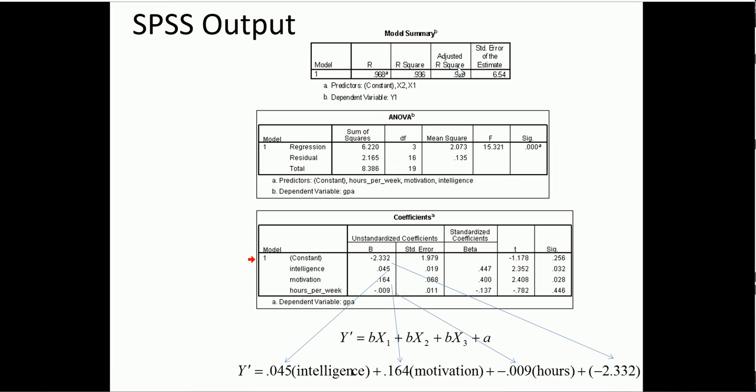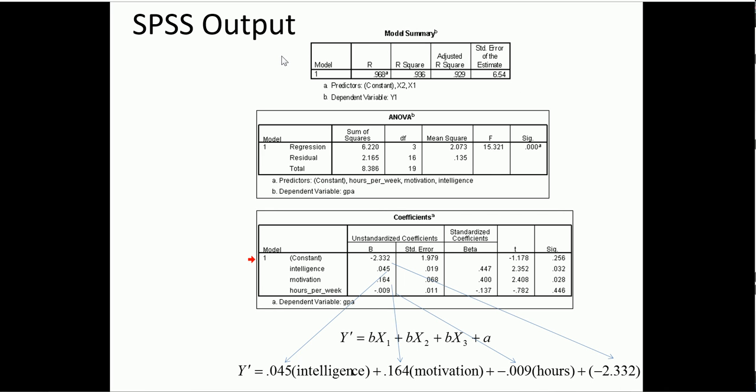Let's take a look at some output from SPSS. There's a more detailed tutorial about regression analysis in SPSS on Blackboard. But basically, there's a ton of output you could request, but we're going to go over the kind of stuff that you should be able to interpret.